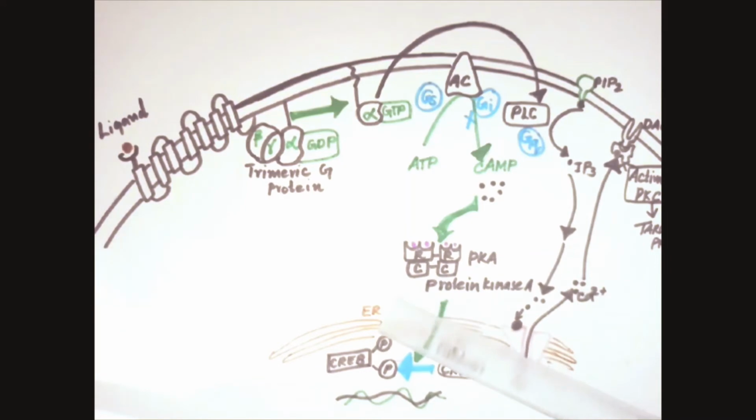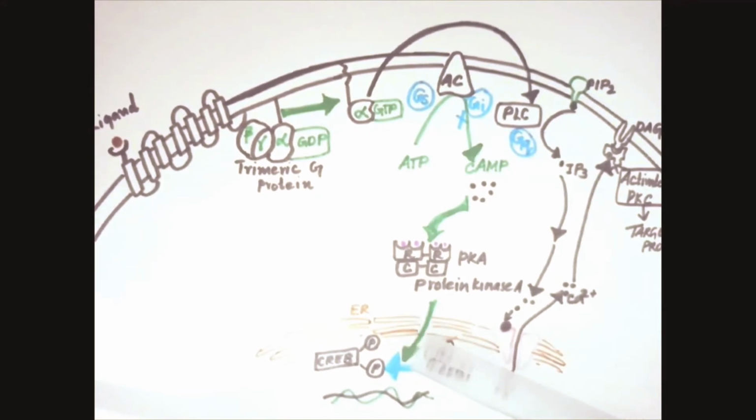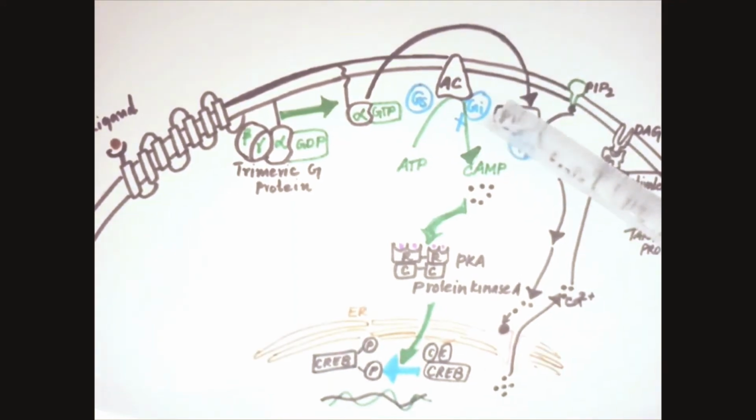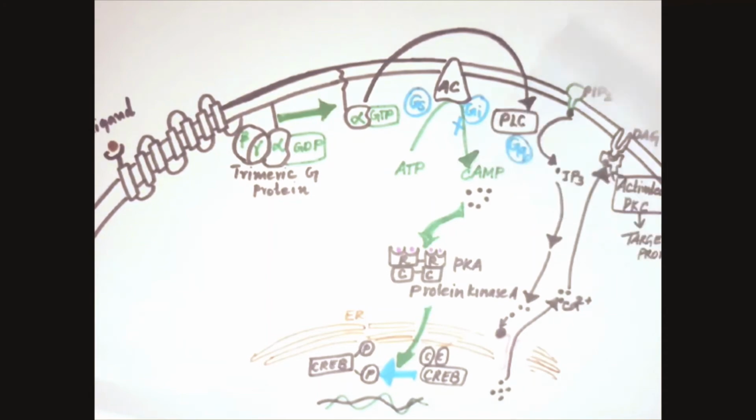Many of the drugs, hormones and neurotransmitters act on the G protein coupled receptors and produce their effects by increasing or decreasing the activity of adenyl cyclase. So if the Gi proteins are activated, it inhibits the adenyl cyclase and decreases the cyclic AMP, and therefore the PKA will not be activated.